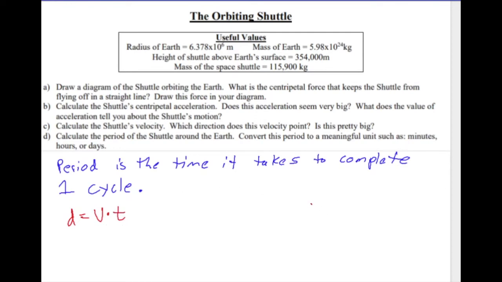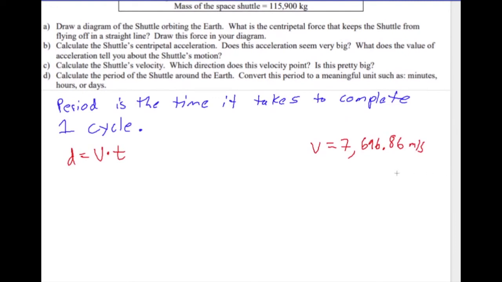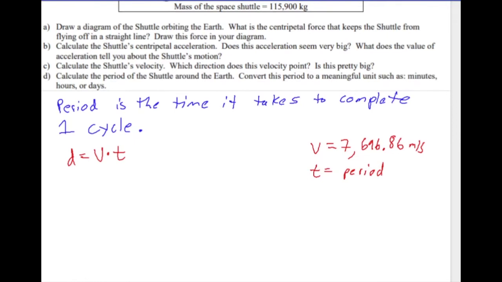I said that V was equal to 7,696.86 meters per second. What is T and what is D? Well, like I said, T is period, so that's what I'm solving for. But D is the distance. Well, what is the distance that this satellite is traveling around the Earth?